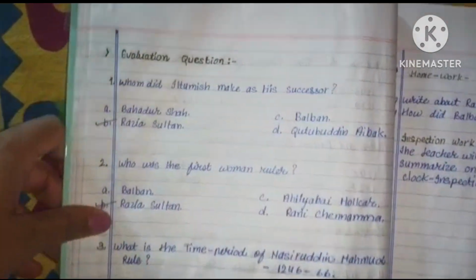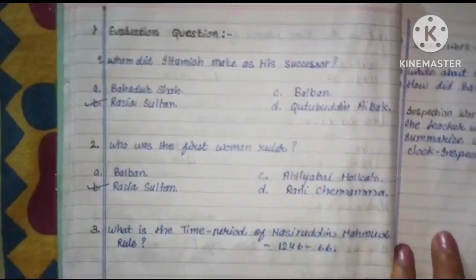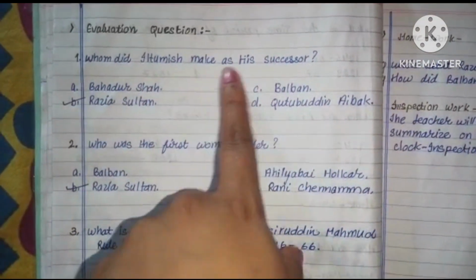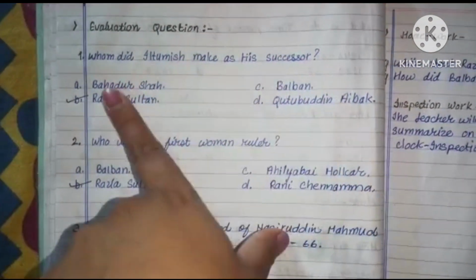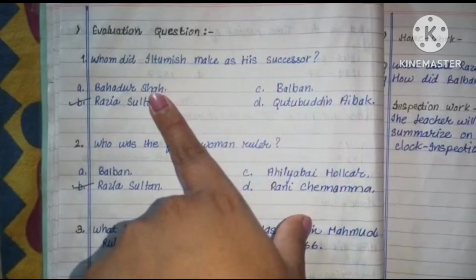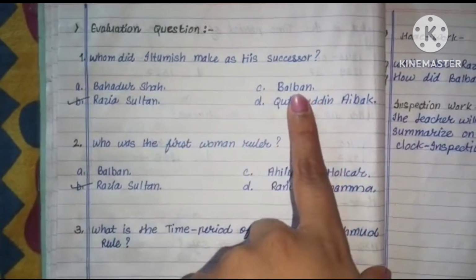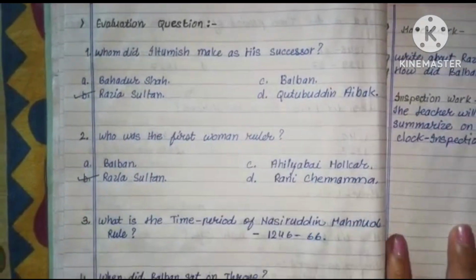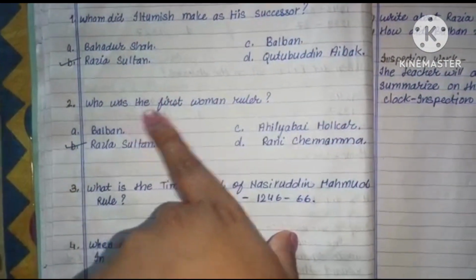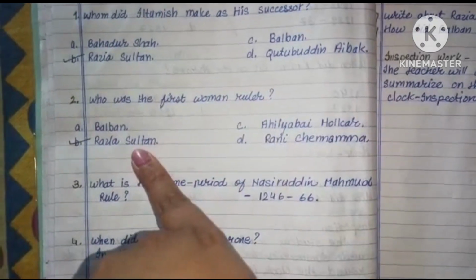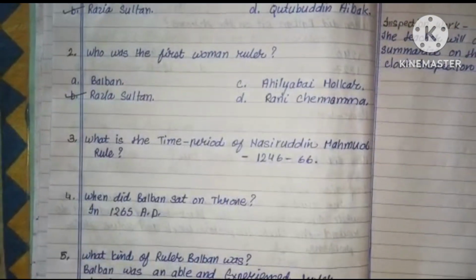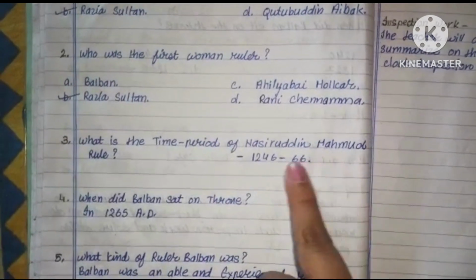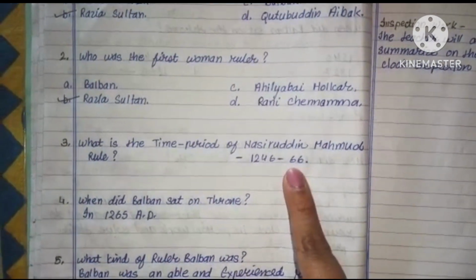Next, we have the evaluation questions which will be asked by the student teacher at the end of the lesson. Whom did Iltutmish make as his successor? So this is a multiple choice question and 4 choices will be given. Students need to take the correct choice. Second is, who was the first woman ruler? So the answer is again Raziya Sultan. Then we have, what is the time period of Nasiruddin Mahmud's rule? So the answer is 1246 to 66.